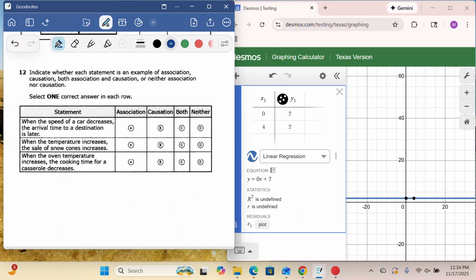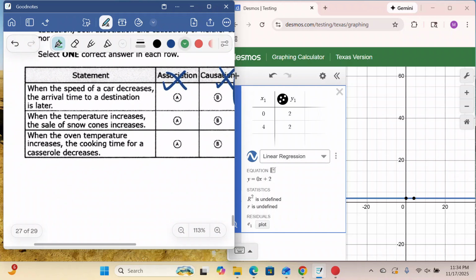So number one, when the speed of the car decreases, the arrival time at the destination is later. That's a cause and effect, so that is correct. The car speed is associated with the arrival time. That is also correct. So the correct answer choice is B. It is both association and causation.